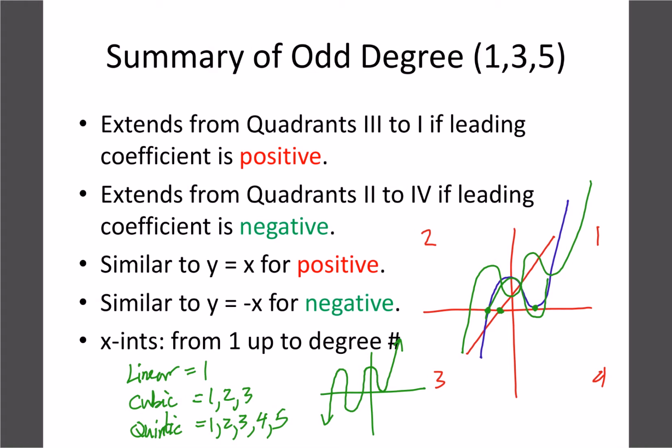Okay, so you can have any number up to whatever the degree number is. If it's a negative graph, like a negative function, the exact same thing applies, except our direction is opposite. We're going from quadrant 2 down to quadrant 4. So if you had, let's clear all this off.